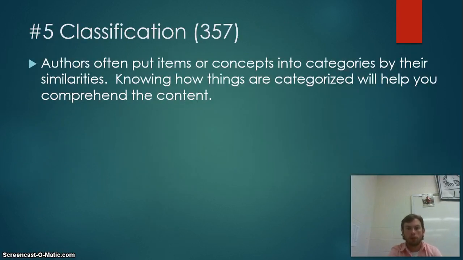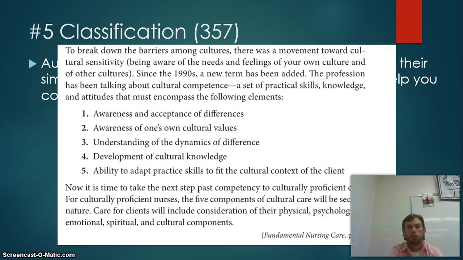Classification is an important one as well. Sometimes things are put into different categories. And this one goes along with page 357. If information is categorized into different ideas, different bigger concepts, that's one way that things can be organized. So pause it right now and go ahead and take a look at this passage.